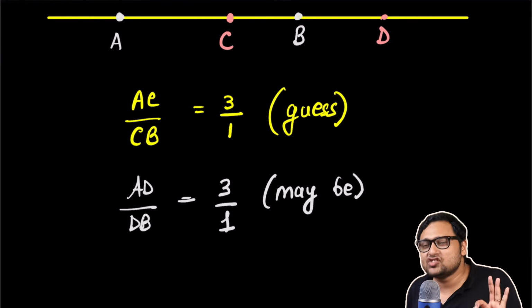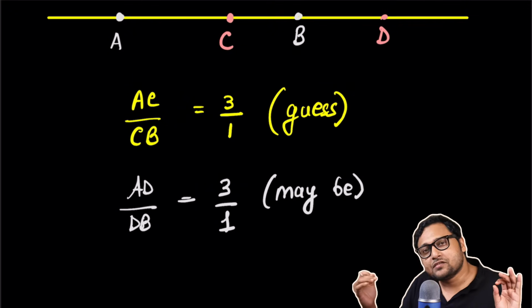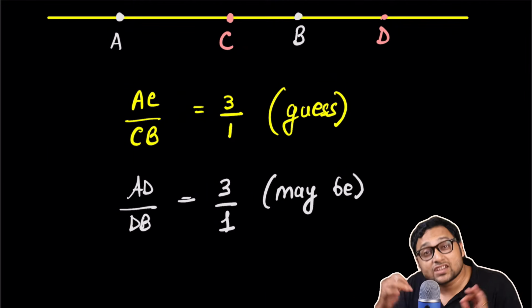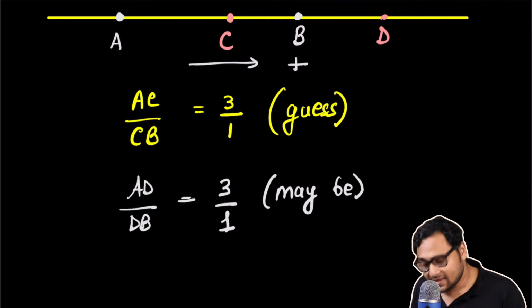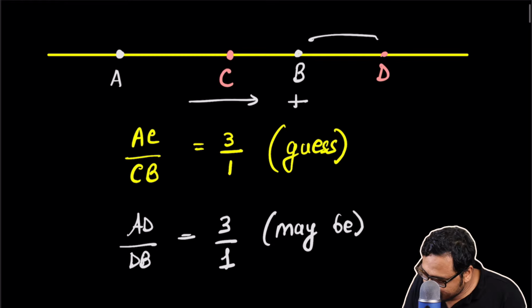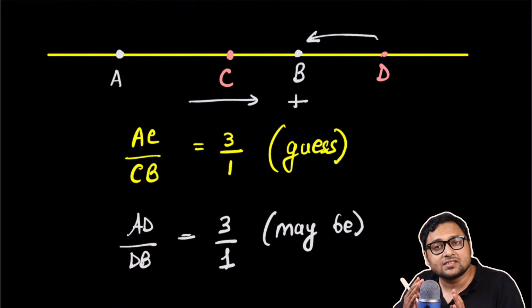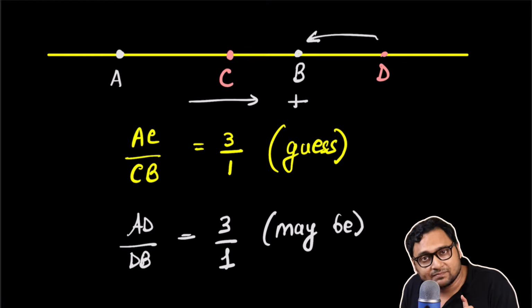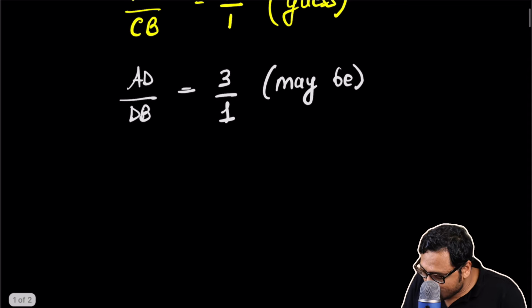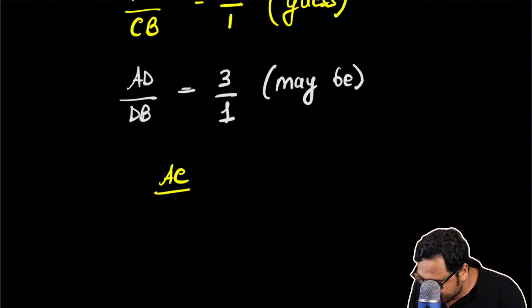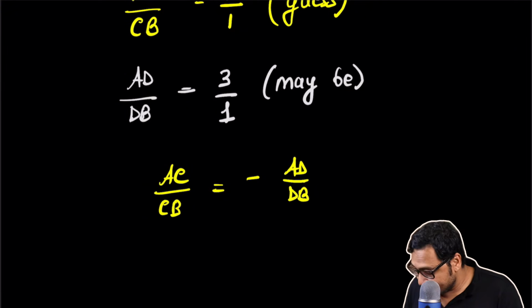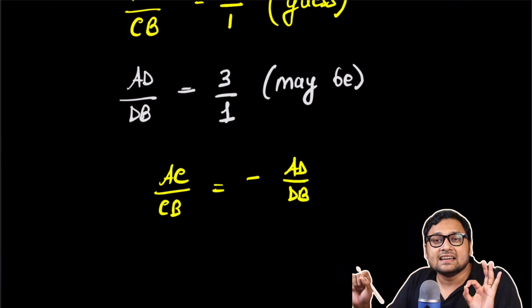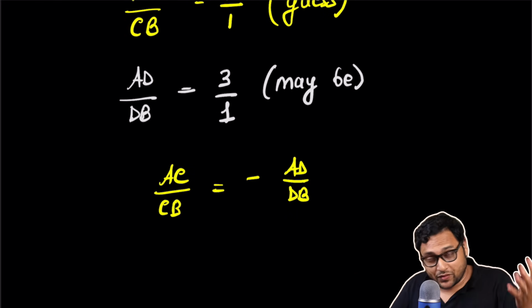There is a slight change that you have to do. You have to also consider the direction. So if you think that this direction is positive, then when you calculate DB, you're going from right to left, so you have to take the negative sign. So the condition is now clear. AC over CB is equal to negative of AD over DB. If this happens, then we say that C and D are harmonic conjugates with respect to A and B.